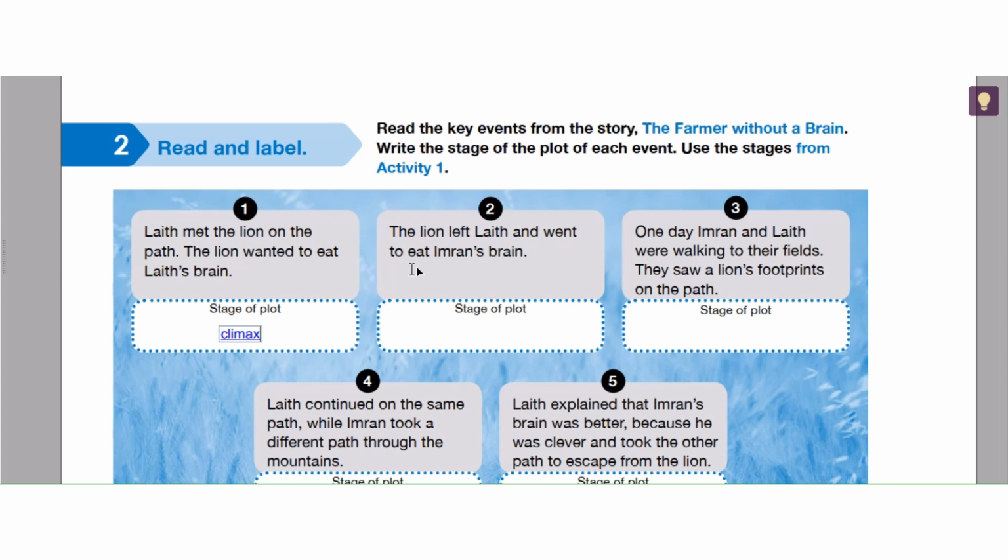Climax. This is the most important part of the story. The lion left Leith and went to eat Imran's brain. Oh, very good. Resolution.